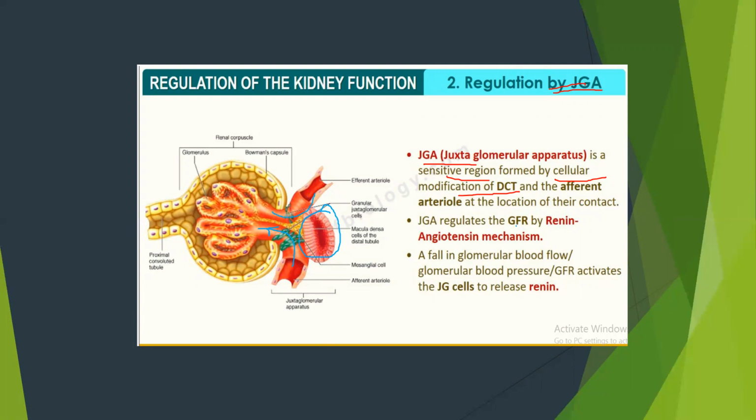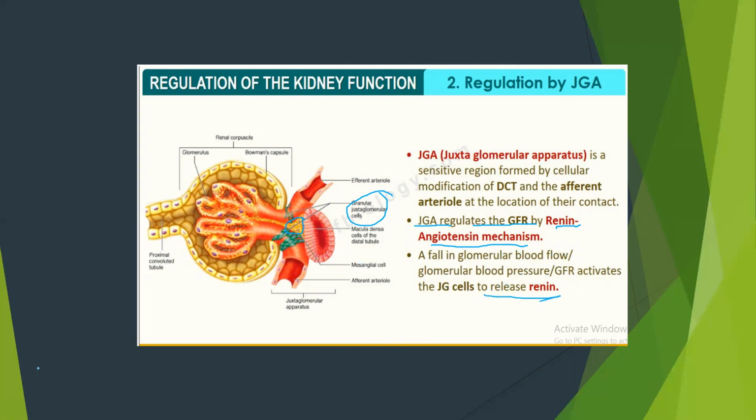Now, over here, there are JG cells, that is juxtaglomerular cells. Now, these juxtaglomerular cells, you can see over here, release renin. Actually, the juxtaglomerular apparatus regulates the glomerular filtration rate by the renin-angiotensin mechanism. As I told you just now, these juxtaglomerular cells, which are these yellow color cells, produce renin. It releases renin.